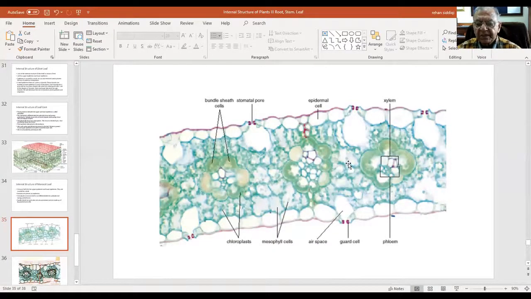That is palisade and spongy in dicot, but in the case of monocot, the mesophyll cells, all of them are similar. Second, the veins are surrounded by prominent sheath cells. You can see these cells on the outside. These are called bundle sheath cells. Very prominent bundle sheath cells are present in the case of monocot leaf, but they are absent in the case of dicot leaf. So this is structure of monocot leaf.